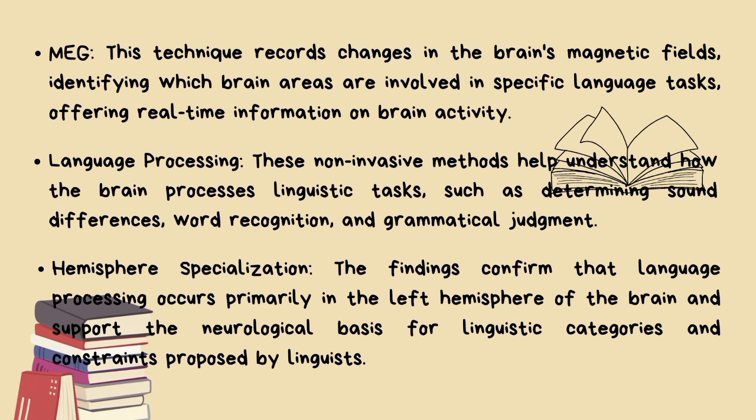The second one is hemisphere specialization. Research using MEG shows that most language processing happens in the left side of the brain. This is important because it supports the idea that certain areas of the brain are specialized for language tasks. For example, in many people, the left hemisphere is mainly responsible for understanding and producing language. Hope you get it.